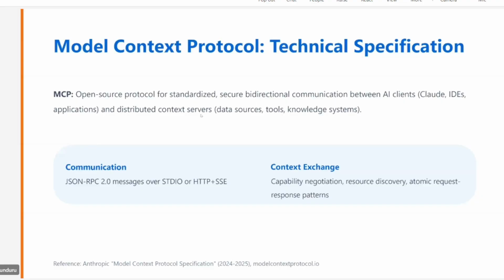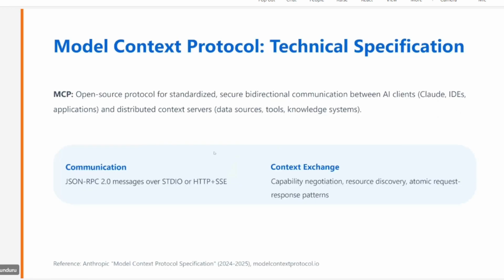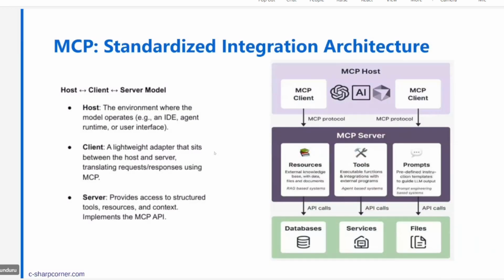Using context exchange and communication, the context can be exchanged between these agents and the tools. Capability, I will come to that. Communication is through JSON-RPC or STDIO. So, the MCP standardized integration architecture: MCP host and MCP client. The MCP host is the one, for example, where you are developing an application.